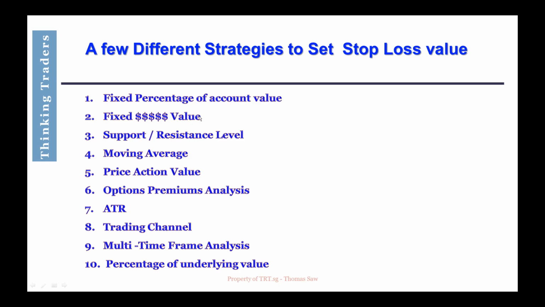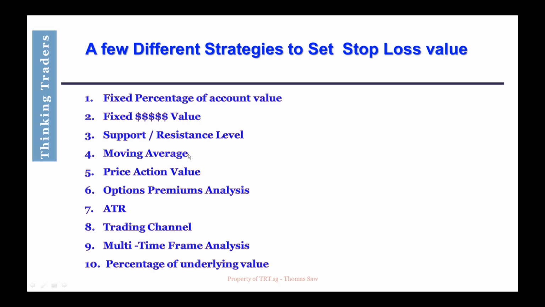Fixed dollar value is best used for option trading. For example, every trade I go in, I prepare to lose $200. Or every trade I go in, I prepare to lose 30 pips. Currently, all these stop loss values have nothing to do with option trading yet. You can base it on support, recent lows.